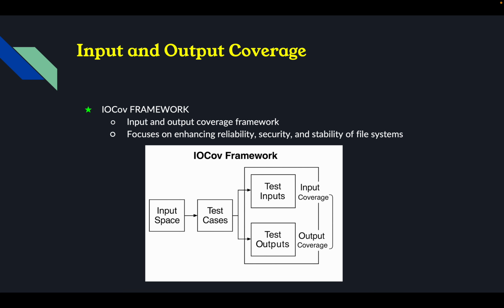A part of this paper discusses the need for input and output testing to thoroughly evaluate the reliability, security, and stability of programs. The authors propose the use of the IO framework. This framework addresses some of the limitations of code coverage testing by focusing on testing outlier situations that are commonly overlooked by developers.